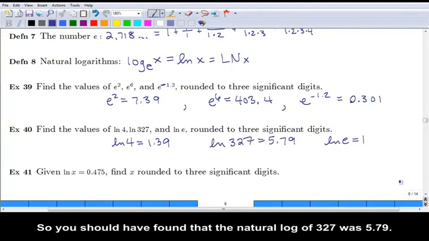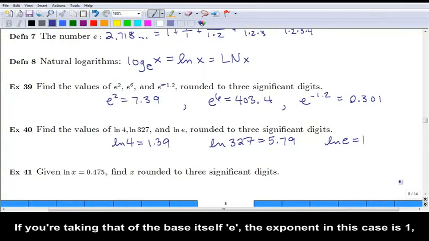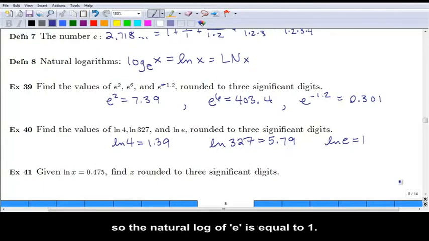So you should have found that the natural log of 327 was 5.79, and that the natural log of e was 1, and this makes sense. Again, natural log is log base e. If you're taking that of the base itself, e, the exponent in this case is 1, so the natural log of e is equal to 1.